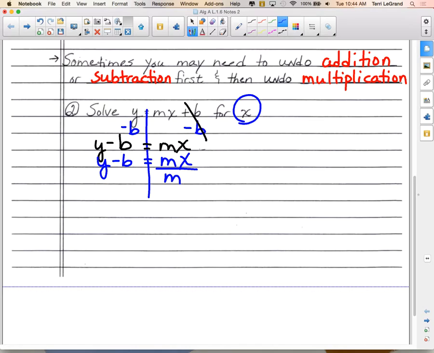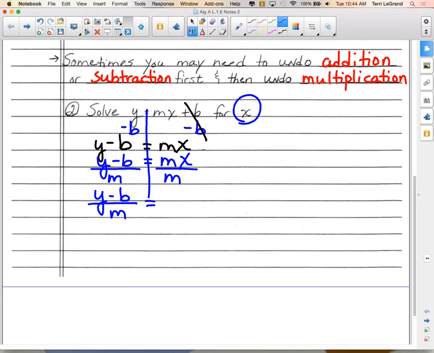Now, be really careful here. You either have to do it to every piece, or you can do it to the whole side. If you make a long enough fraction bar, you can do it to the whole side instead. So when we undo multiplication or division, we have to do it to every piece, or we have to do it to the whole side. So we're going to just leave it like that. Y minus b all over m. Make sure your fraction bar is long enough to show that that whole side is being divided by m.